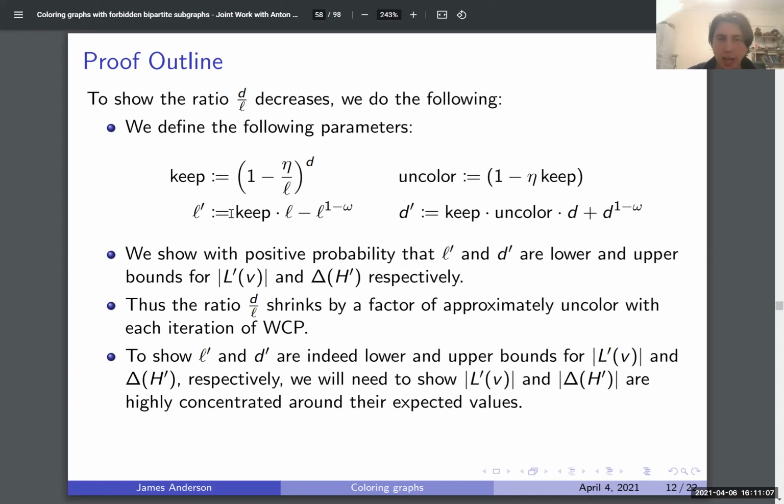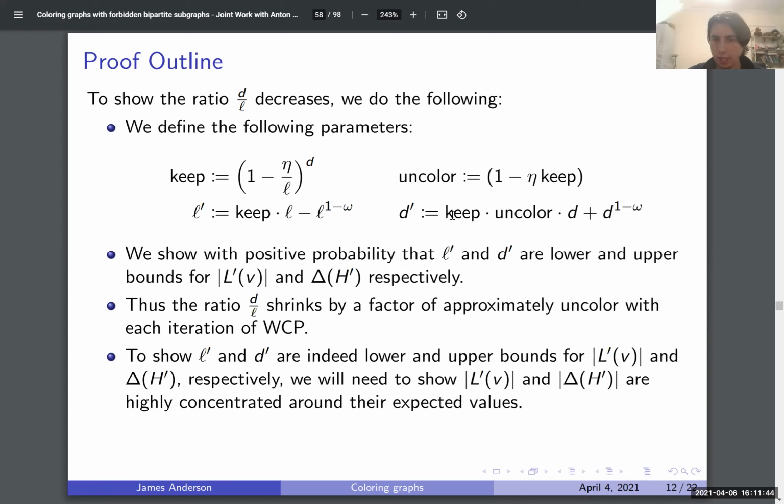And so the expected value of our list size in L prime is going to be keep times L. Now it's too much to hope for that the list size of all our vertices is going to be greater than or equal to its expected value. So we need to add a little error term. And so now this L prime becomes a lower bound. If our list sizes are highly concentrated, they'll be near this keep L term, and in fact, they'll be within this error bound. And then the same for D prime.